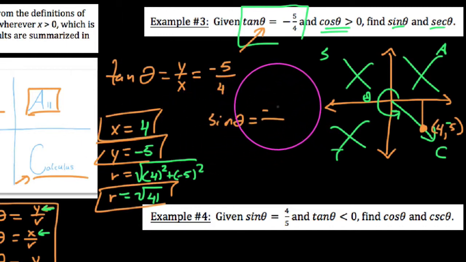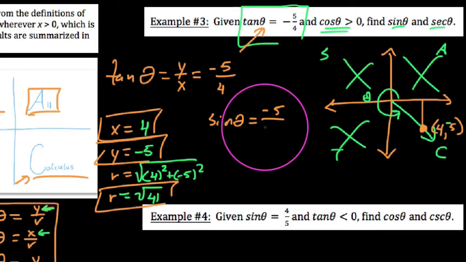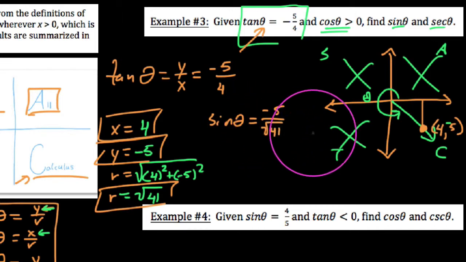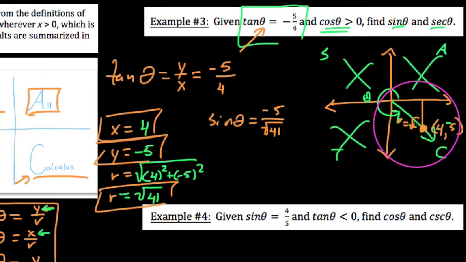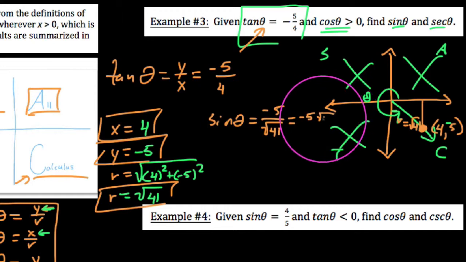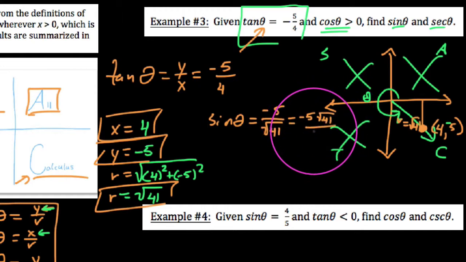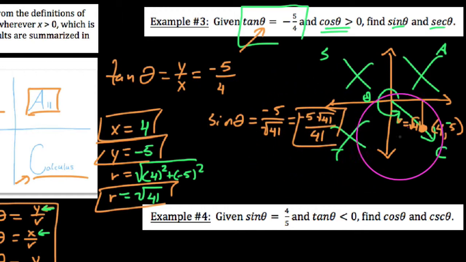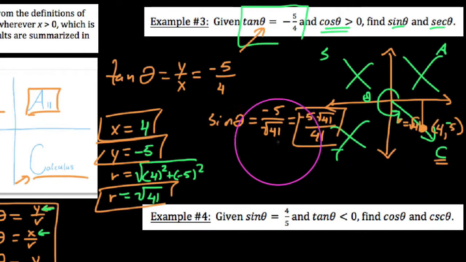So we could take our y value, -5, over our r value, the square root of 41. We say r is the square root of 41, and we get this right here. As a matter of fact, we should rationalize this. But the point to notice here is this: we're able to find this by sketching a picture, and it's negative. Sine is negative down here. Of course sine is negative down here. Cosine is the only thing that's positive, and then likewise with secant.